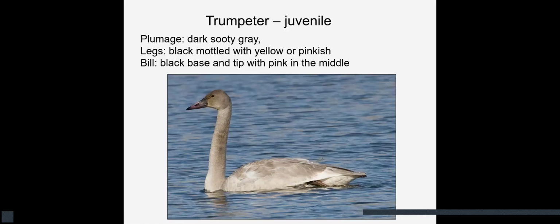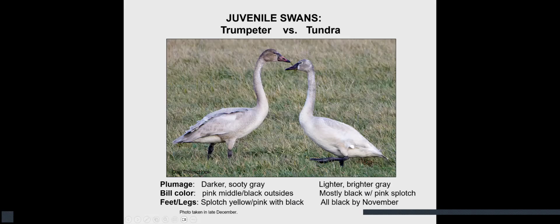Dark sooty plumage in the trumpeter swan juvenile, classic bill. You can look at the legs here, they're yellowish, they're not black. That's a key characteristic. And again, this dark sooty gray. Juvenile swans, trumpeter versus tundra.